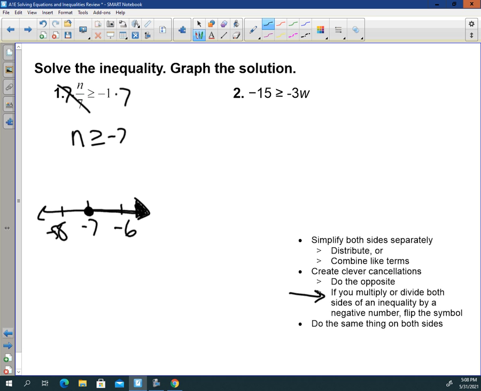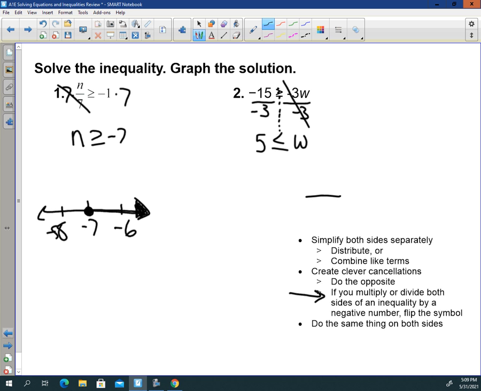Now let's look at number 2. I've got negative 15 is greater than or equal to negative 3w. Now I want to get rid of that negative 3, so I'm going to divide by negative 3 on both sides. On this side, negative 15 divided by negative 3 is positive 5. And on this side, I've created a cancellation, so there's just w, and now I need to decide whether or not I have to flip the symbol. But did you notice that I divided by a negative? And since I did, I have to turn it around. I divided by a negative, and so I had to flip the symbol.